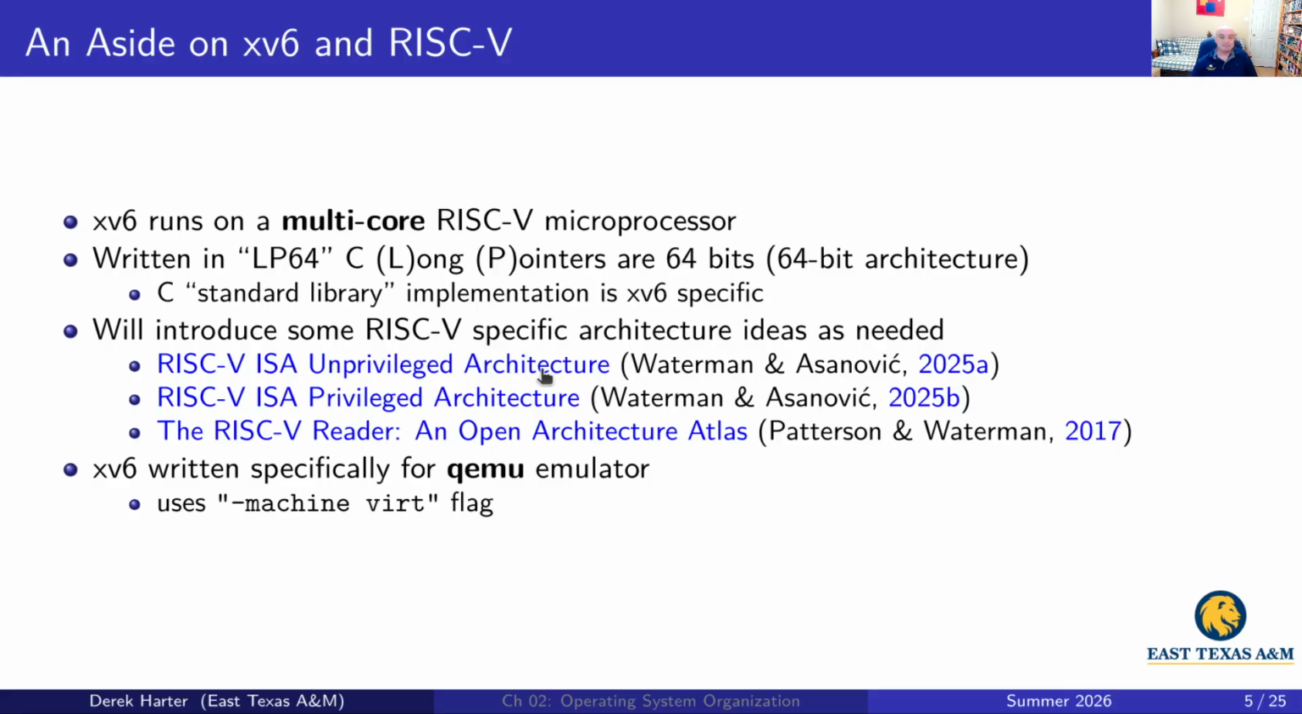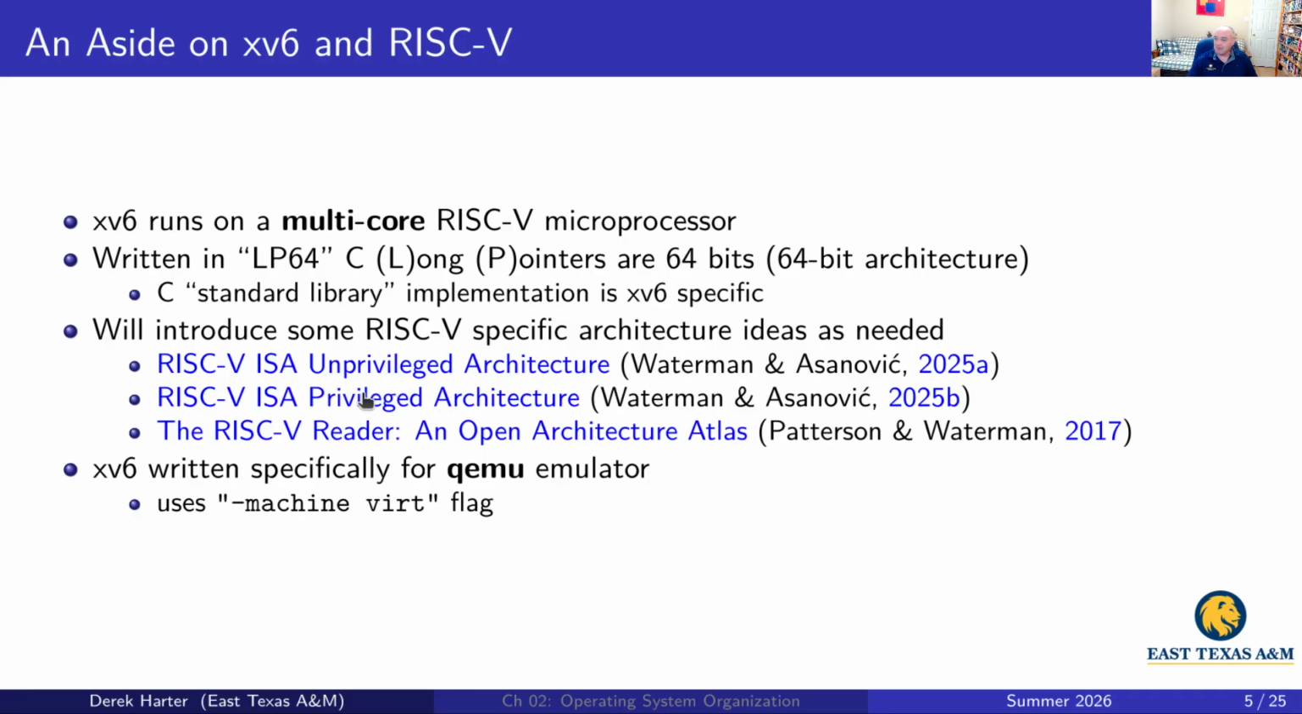Our XV6 is written in LP64C, so long pointer 64. It really is a 64-bit architecture. Another thing is that we're running it using emulation, but our emulator can emulate a multi-core CPU, so we can also use that. The XV6 code is truly multi-core capable, so it can be using two or more true parallel cores when it's executing, or emulating that in this case.